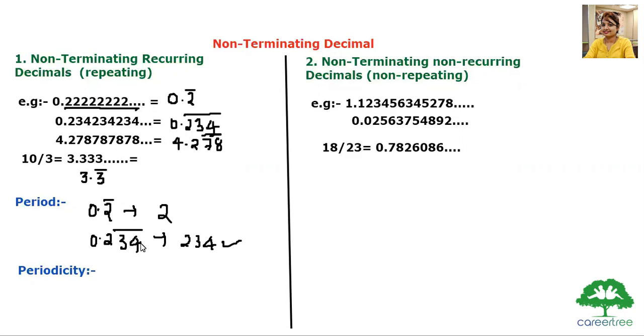For example, if you take 0.2 bar, which digit is repeating? 2. So the period is 2. And how many digits are repeating, that is your periodicity. So what will be the periodicity? 1. In the same way, your period is 2, 3, 4, and the periodicity for this example will be 3.